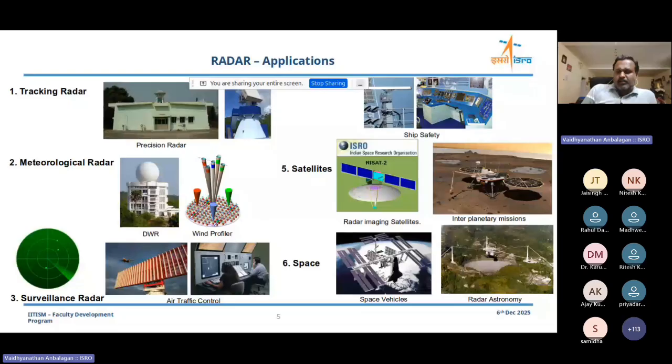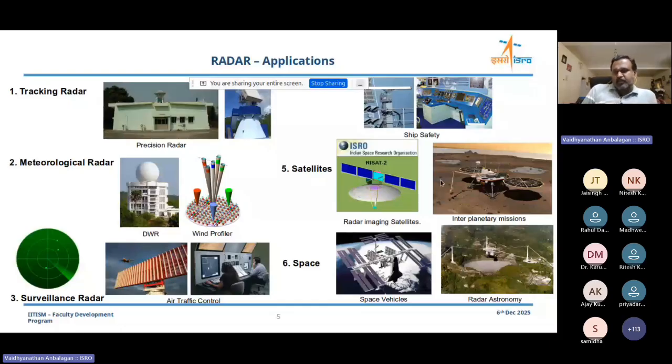Another is ships, which have a radar to guide themselves into the deep sea, and especially when approaching the shore, it has a radar which we call a navigation radar. We also have radar in satellites, what we call radar imaging satellites. Apart from optical satellites, a radar satellite has an advantage which we will cover in subsequent slides. Radars are also used in interplanetary missions.